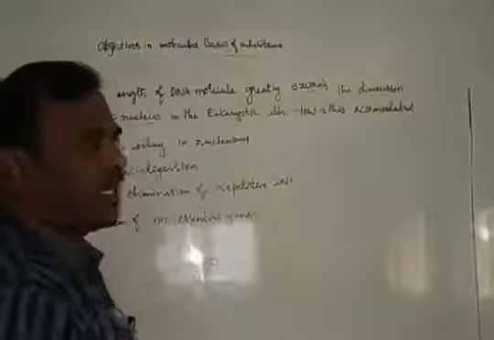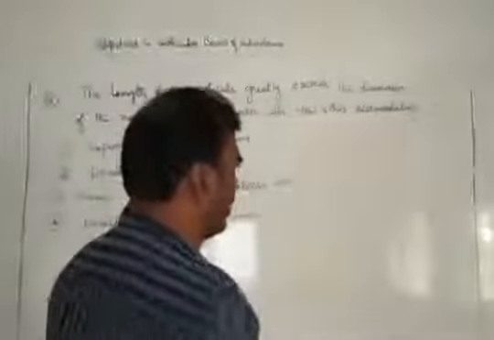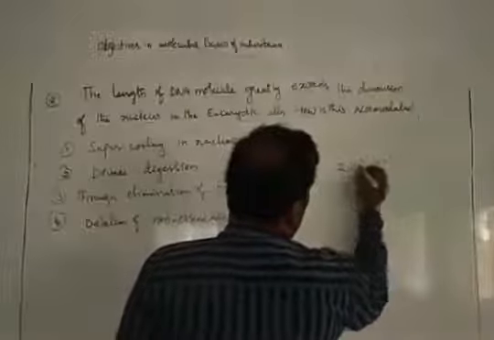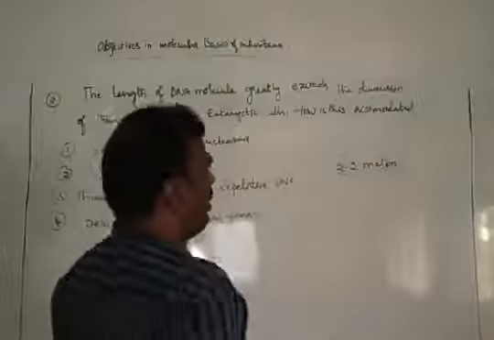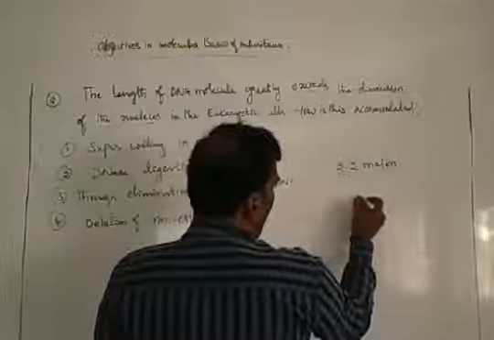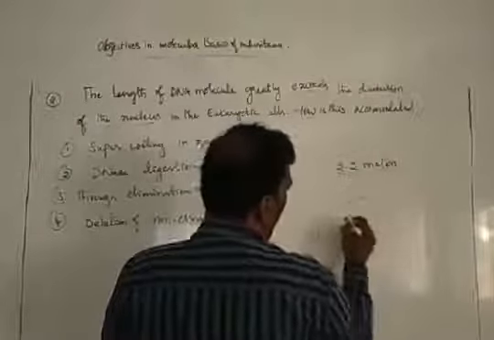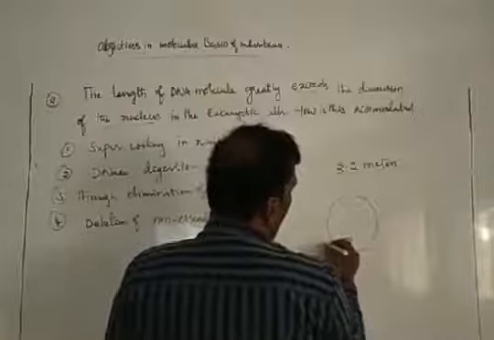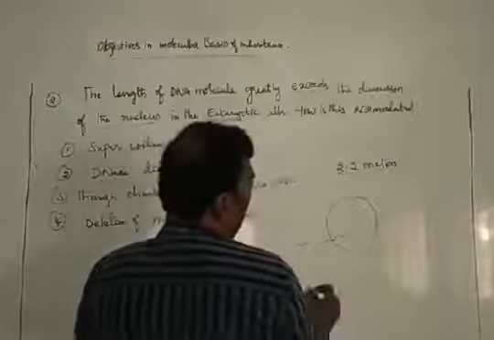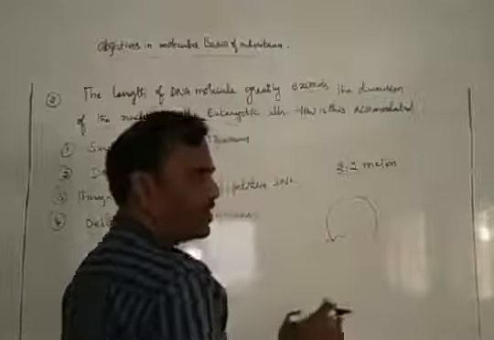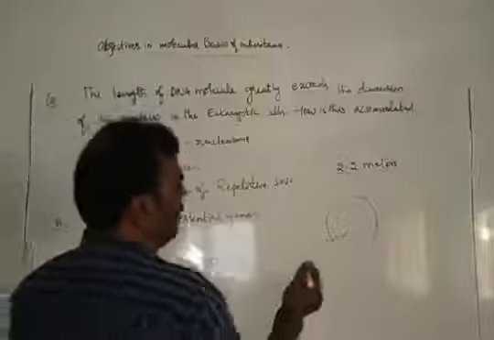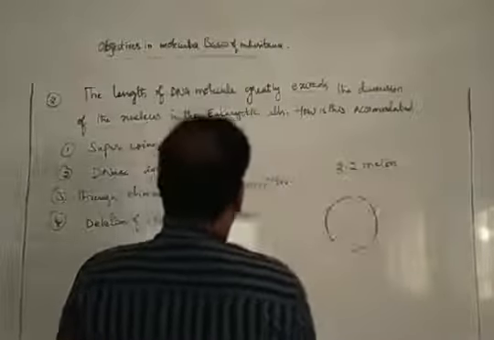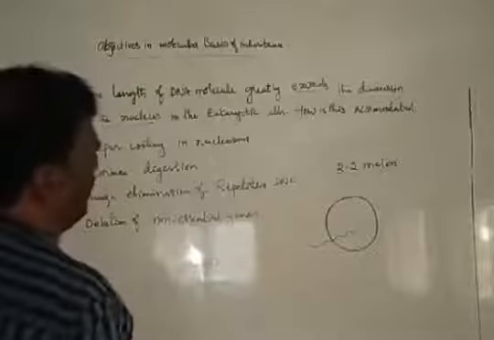The DNA length in a eukaryotic organism is nearly 2.2 meters. But the nucleus of the cell is small. It cannot accommodate 2.2 meters of DNA if it is not condensed, if it is not coiled. So it is coiled and accommodated in the nucleus.